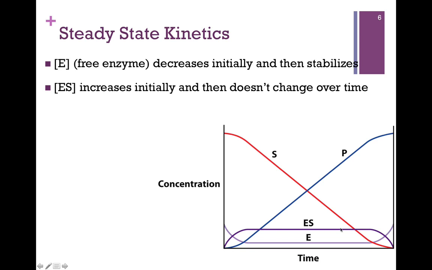And then over a long period of time, even though we're following the reaction, substrate is continuing to be turned into product, but there's no net change in the enzyme substrate complex. Then we reach a point at which we're starting to convert all of the substrate to product. And so the concentration of the enzyme substrate complex decreases, and that of the free enzyme increases. So in the end, we have it all back to the original enzyme form and none in the enzyme substrate form.